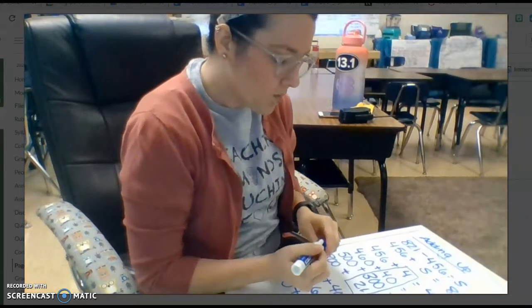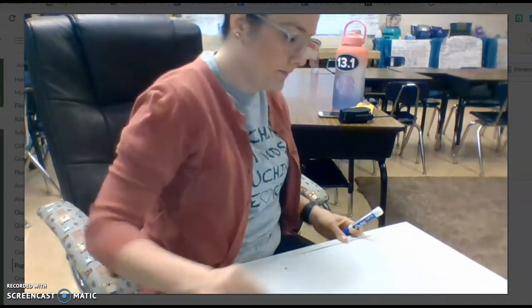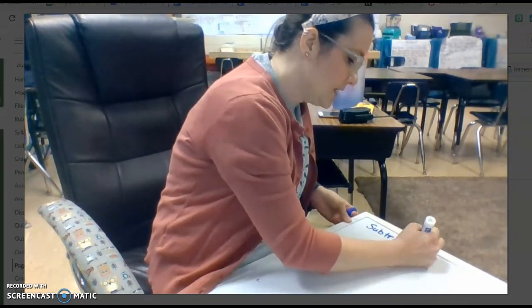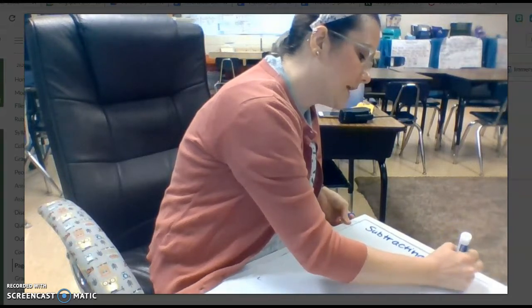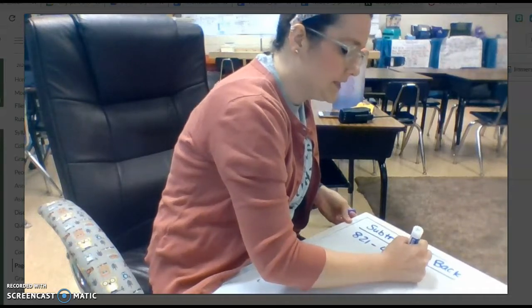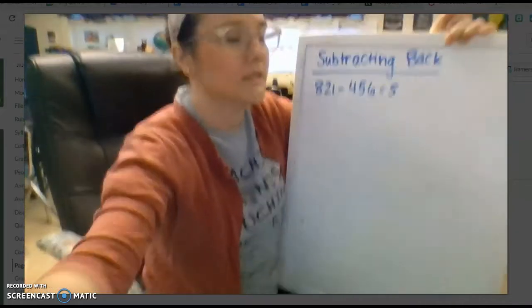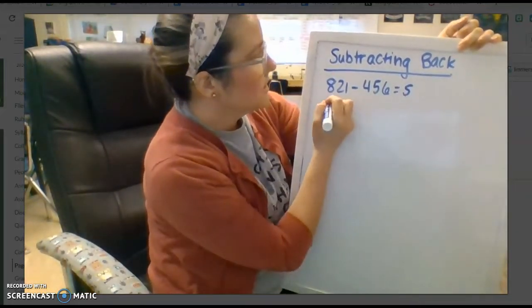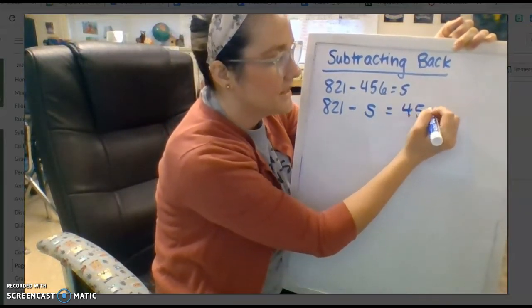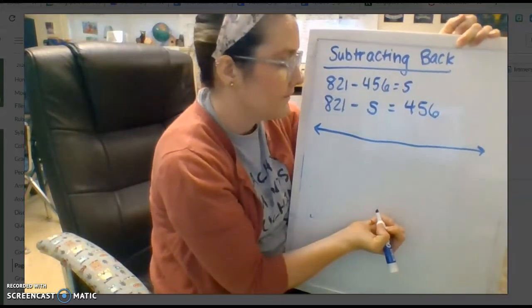All right. So one last strategy that you could use when solving subtraction problems is subtracting back. Okay? So if that's not a strategy you used, think about what that may mean. 821 minus 456, we put in a variable s. Okay? Put this back up here. All right? So subtracting back, you're still going to start at 821, but you're going to subtract something to get to 456. Okay? Let's see where our answer is when we do that. And I'm actually going to model that on a number line.